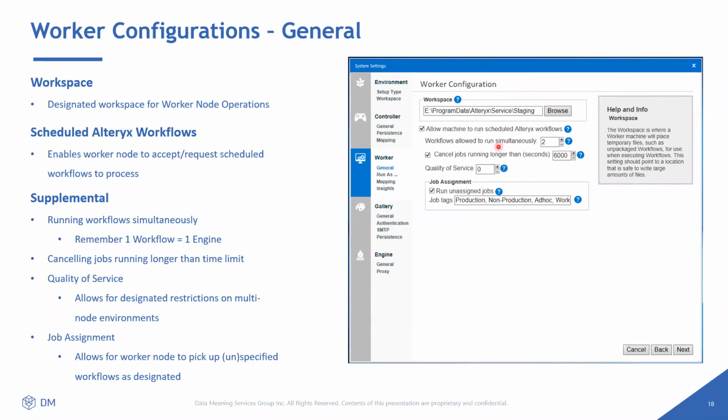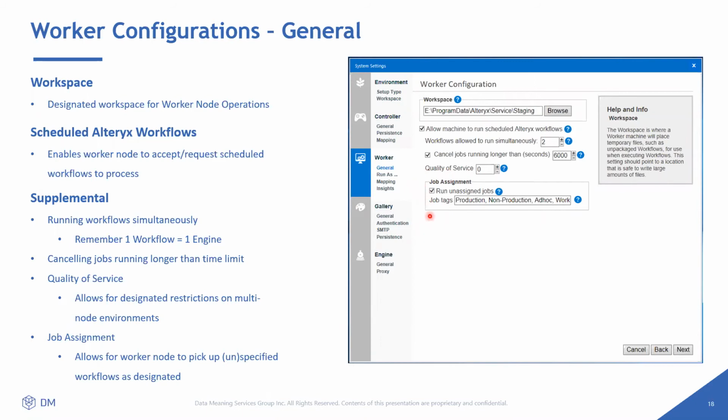The quality of service piece here is referencing a little bit more around the usage of a multi-node environment. And this is where you can kind of set your priority list in a way. So by using quality of service, you can designate certain worker nodes to pick up the slack, and then in a bad situation, it can be escalated to something else. And this also kind of ties into that job assignment piece.